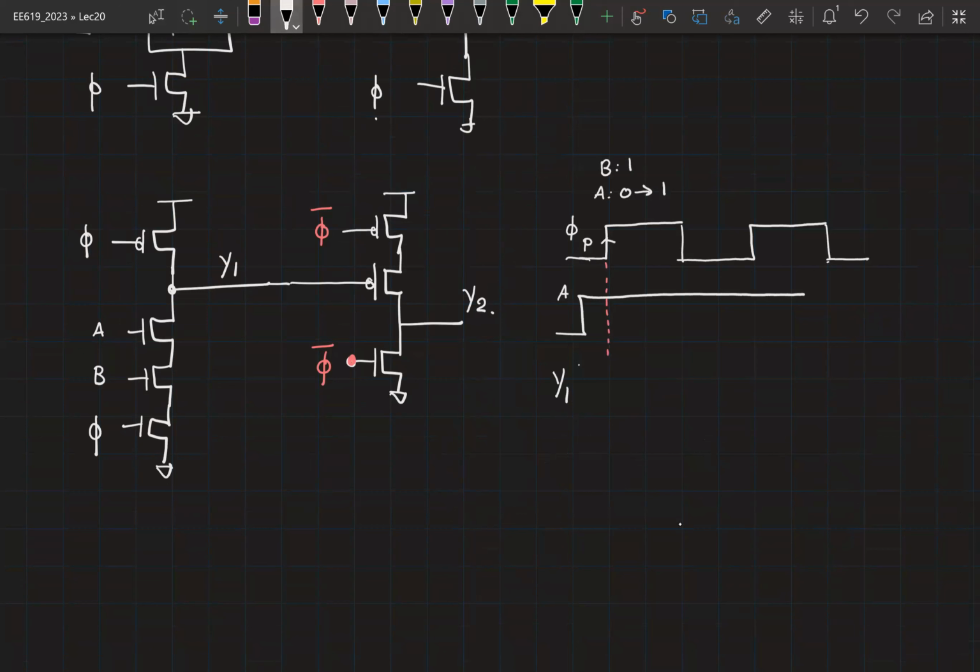During the pre-charge phase, what is the value of Y1 and Y2? Y1 is at 1, Y2 is at 0. Right? So now at this instant, because the pull down network is completely on, this will begin to fall. So if this is beginning to fall, initially it will hold the value at 0. And once it crosses the trip point, this will now begin to rise. Right? So this way you can have the correct results.